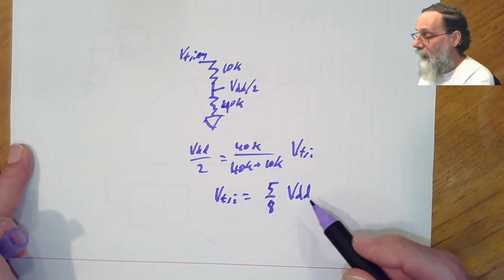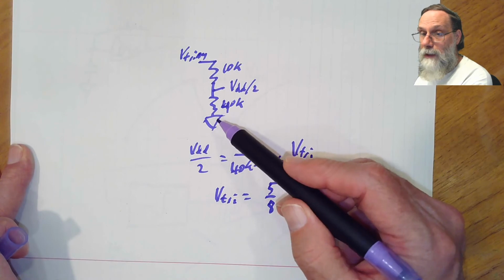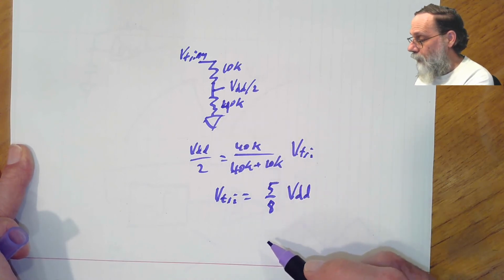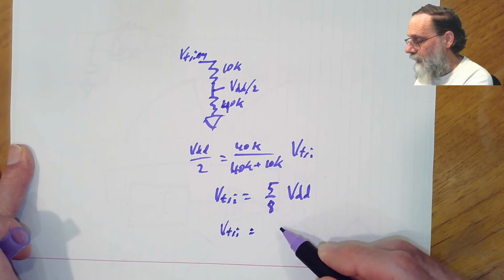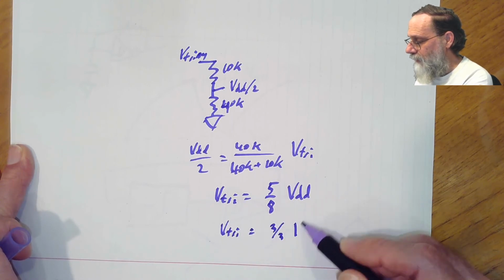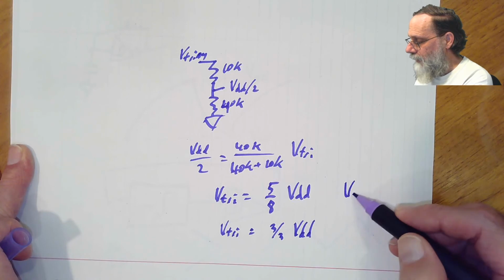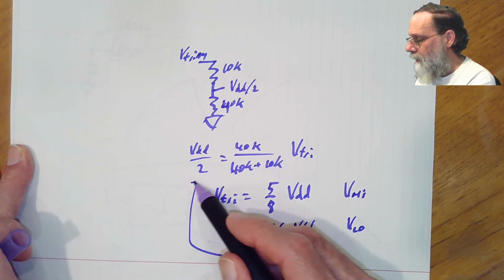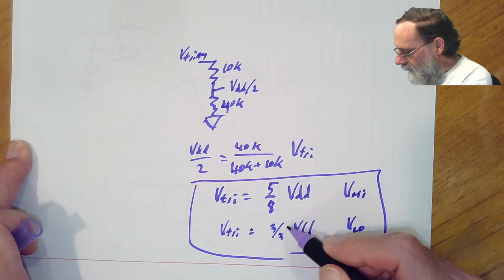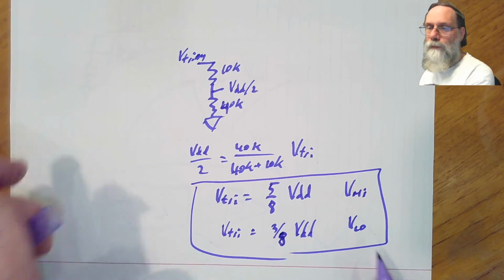If we go through the same math but put VDD on the bottom here, we would get that V tri is 3/8 VDD. So this is V high and this is V low. So that's 3/8.